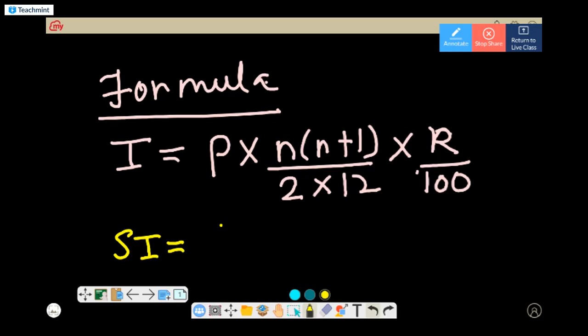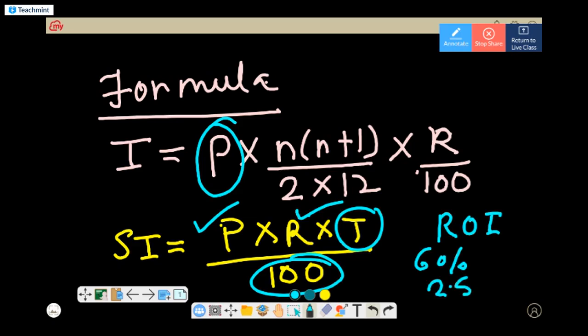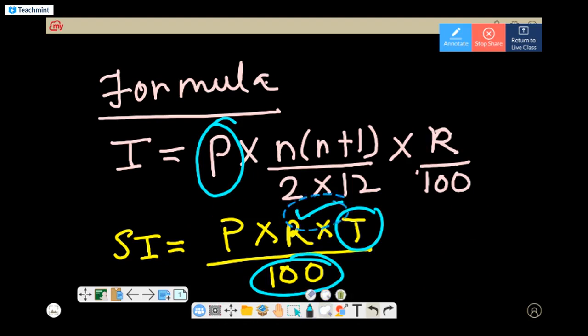Now, if you see, P is as it is. This 100 is because of R. Whenever you write that upon 100, that 100 is because your rate of interest is always given in percentage. So they will give you 6 percent, 2.5 percent. Because of the percentage, that 100 is there in the formula. So R, your P, and that 100 is there.